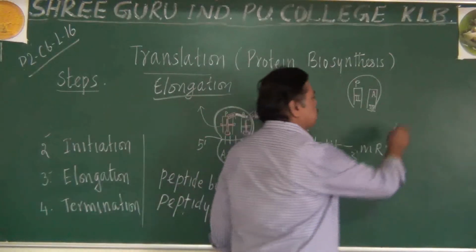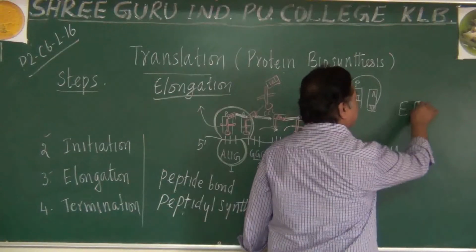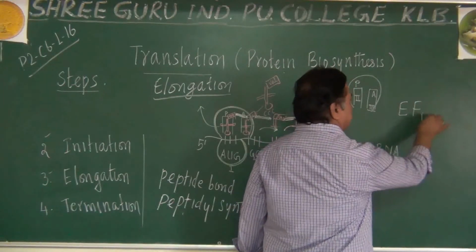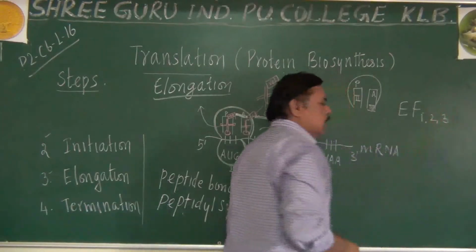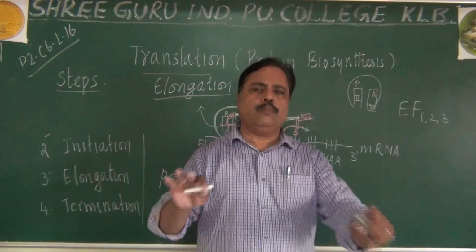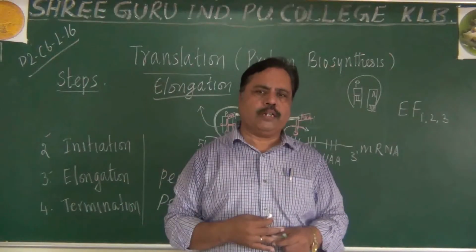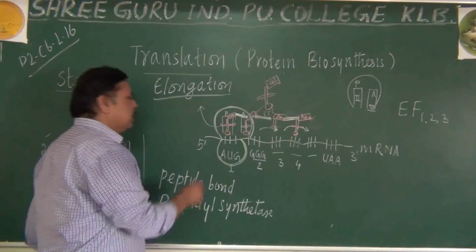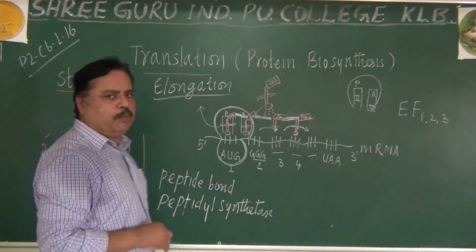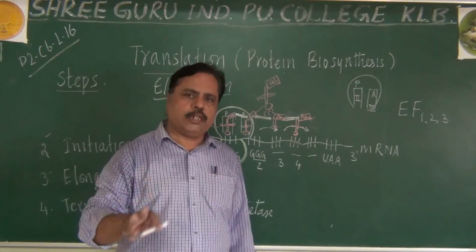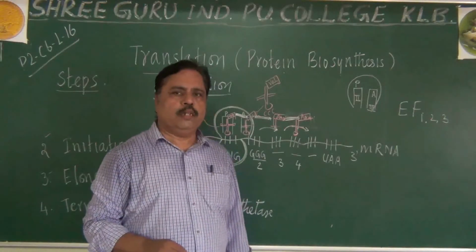For elongation, we require elongation factors. Again, there will be elongation factors 1, 2, 3 like that. They are involved. In both prokaryotes and eukaryotes, very few elongation factors are operating. They also require energy that is supplied by ATP molecules. Elongation also requires energy. Initiation also required energy.